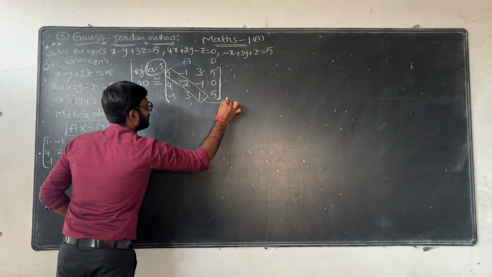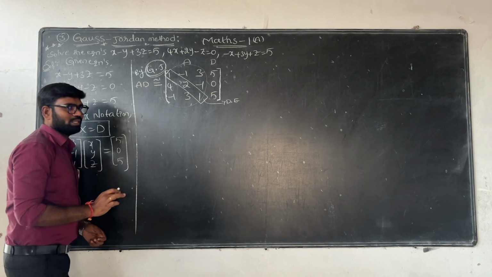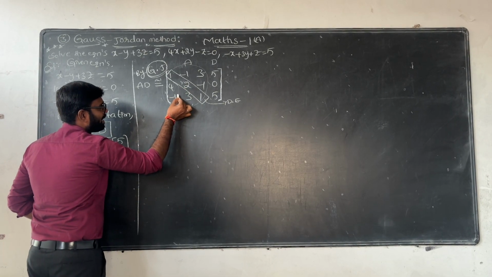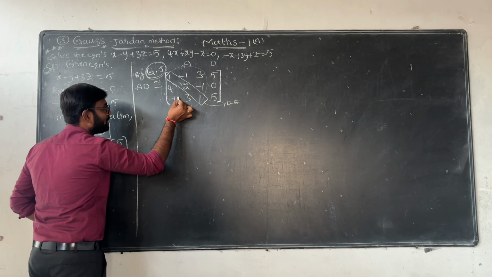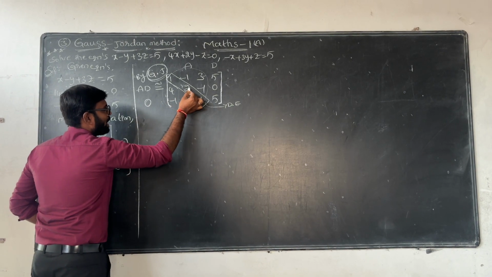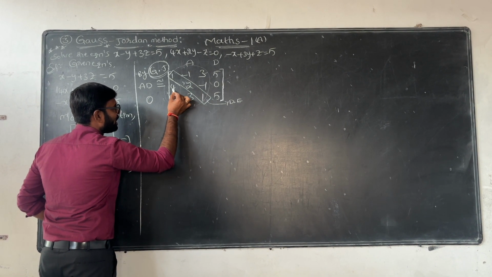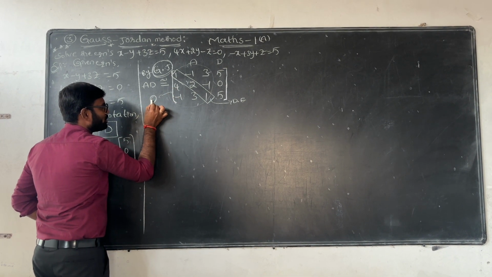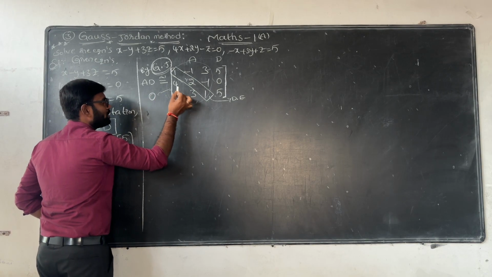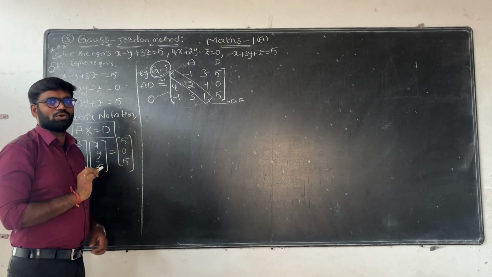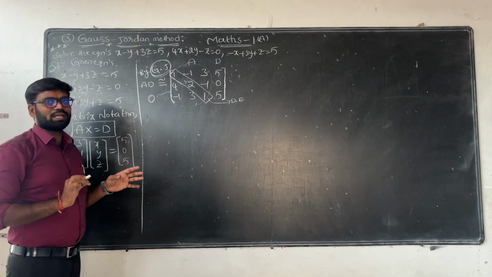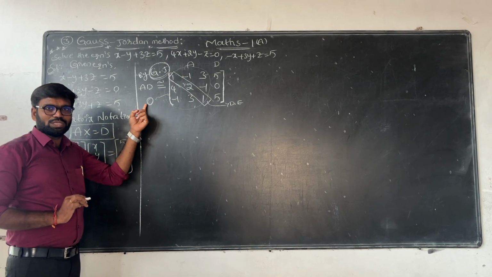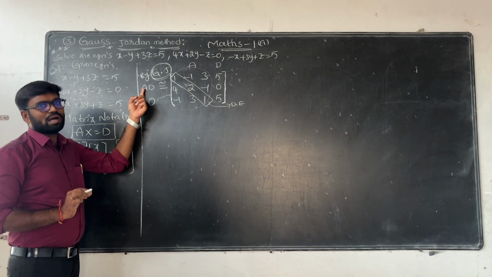So these are the diagonal elements. The condition for the Gauss-Jordan method is that the elements below the diagonal are converted to 0. We have to convert the 3 elements below the diagonal elements to 0: 4 converts to 0, minus 1 converts to 0, and 3 also converts to 0. Simply, the Gauss-Jordan method is nothing but converting the elements below the diagonal to 0. That is the process for the Gauss-Jordan method.